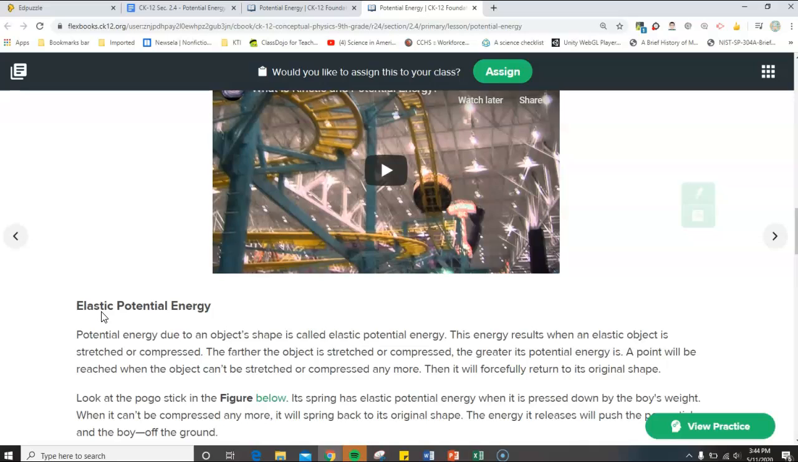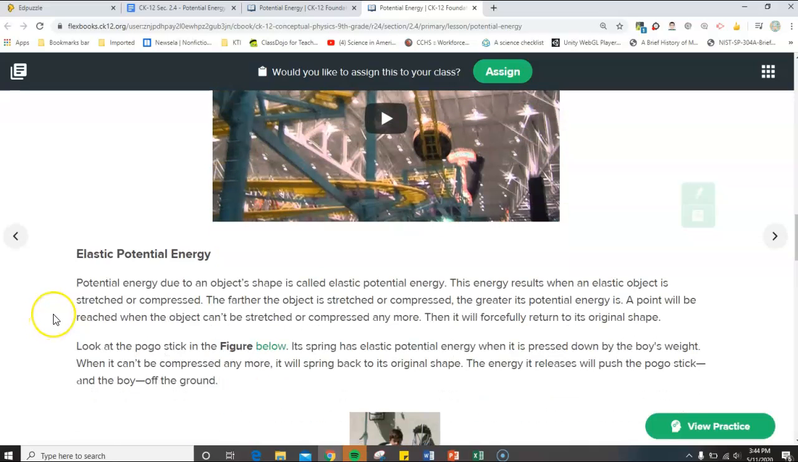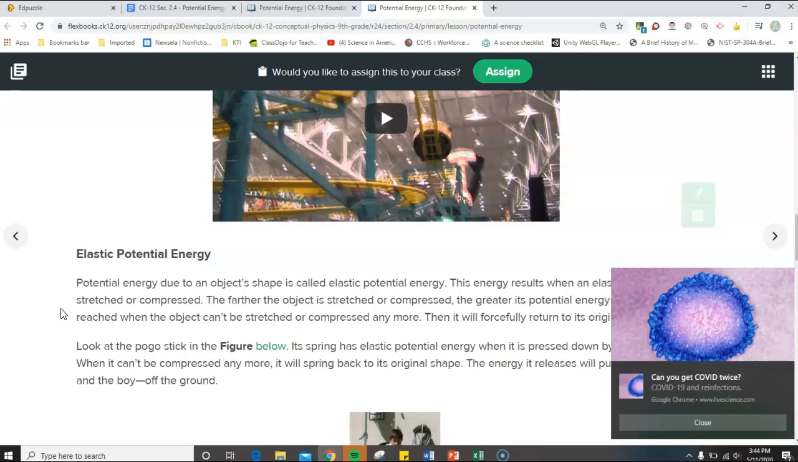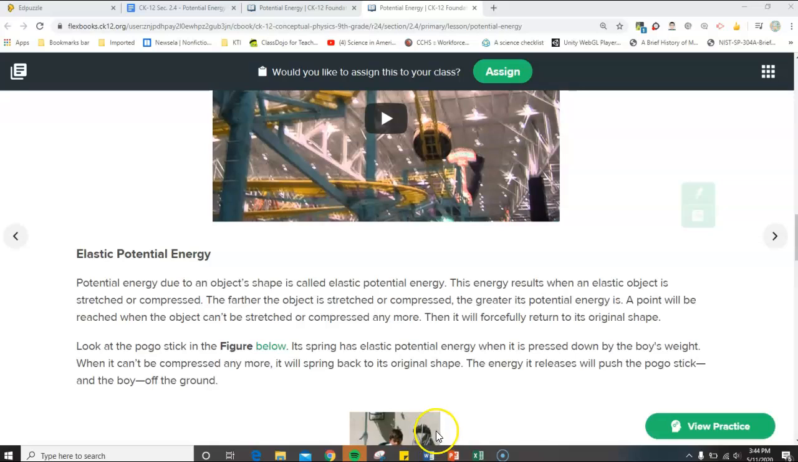So let's talk about another type of potential energy, which is elastic potential energy. Elastic potential energy has to do with something's shape. Anything that can be stretched or bent, and then has a tendency to spring back to its original shape, has elastic potential energy. You might think of a rubber band. When you stretch it, you have stored potential energy, and when you let it go, you change that elastic potential energy into kinetic energy. You might also think of a spring.